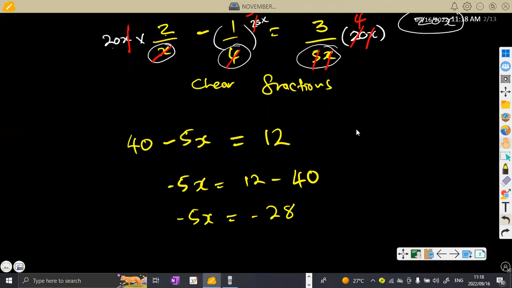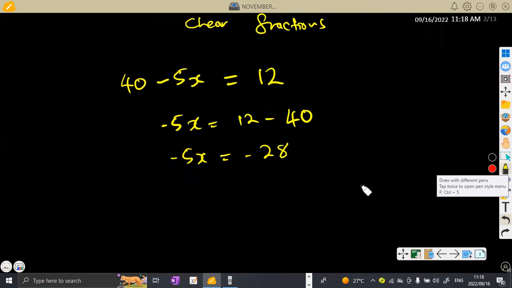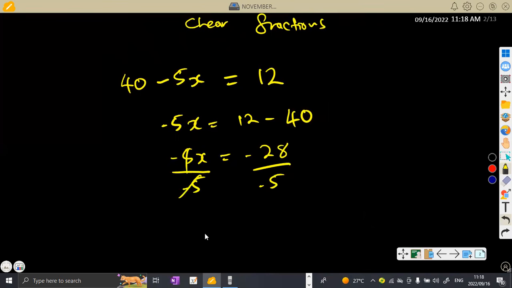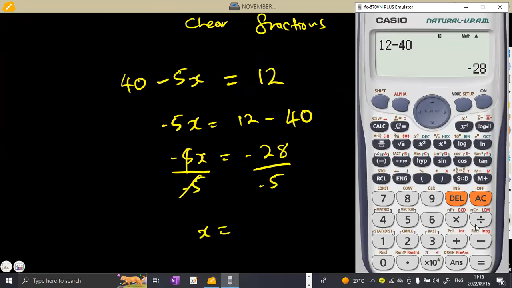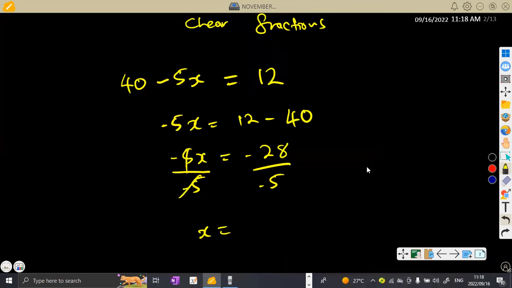Then from there, we can divide by negative 5 both sides. All right, divide by negative 5, divide by negative 5. So x is equivalent to what? That answer that we got, negative 28, we divide by negative 5. So we're going to get 28 over 5, or you can convert it like this, which is 5 and 3 over 5.